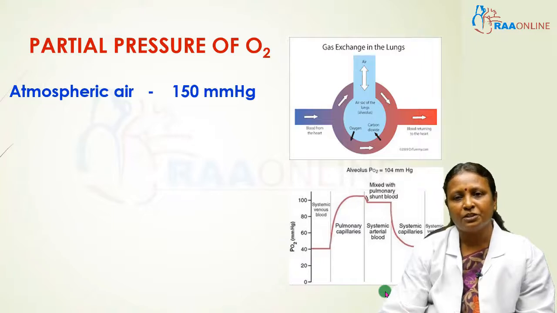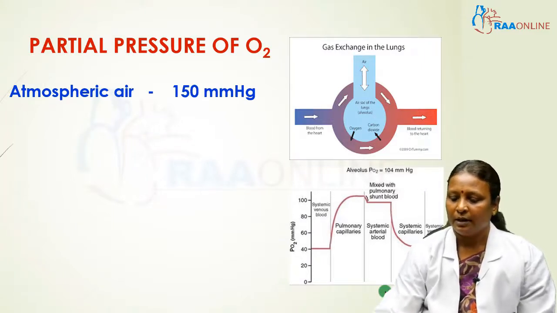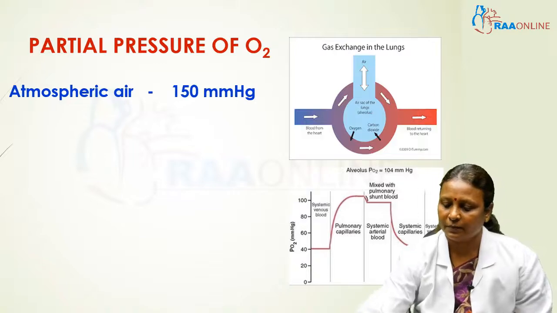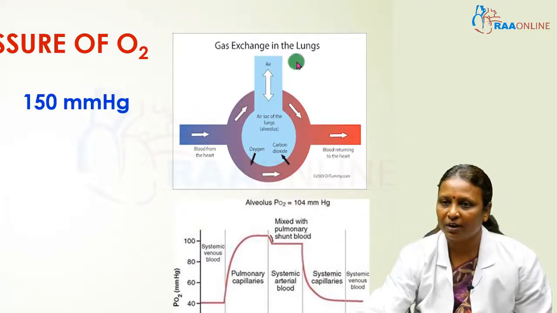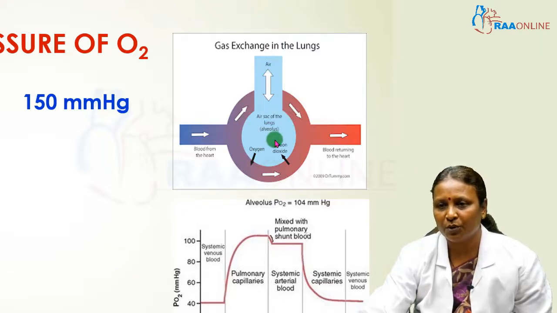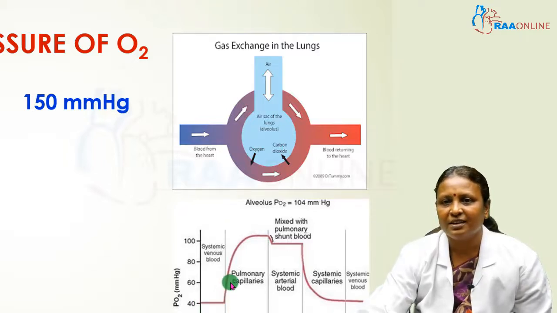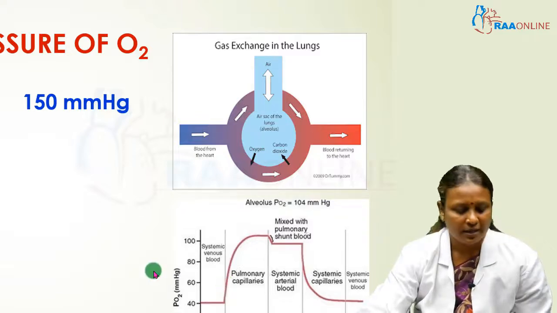Coming to the partial pressures of oxygen. In this picture, you can see air is moving from the atmosphere into the lungs. As the air is entering into the lungs, in the alveoli, you have the capillaries surrounding the alveoli. It is in the alveolar capillary junction that the gas exchange is going to occur. As the air is entering inside, what happens? Before it reaches the alveoli, the saturation of oxygen is decreasing. The partial pressure of oxygen is less.